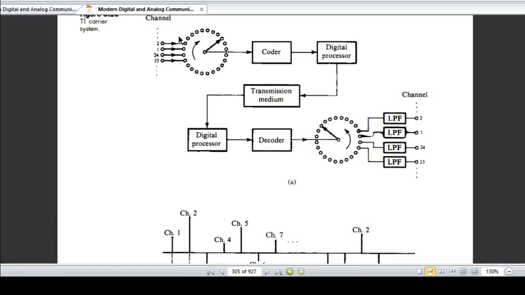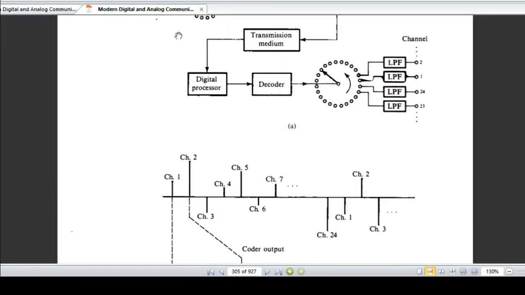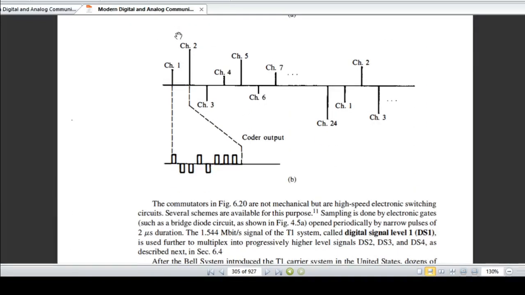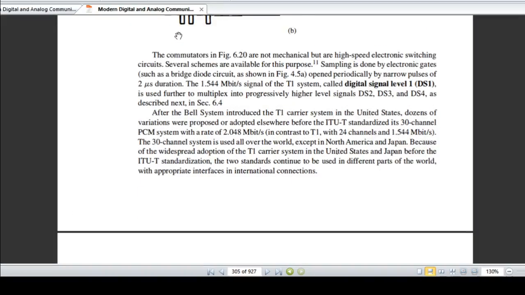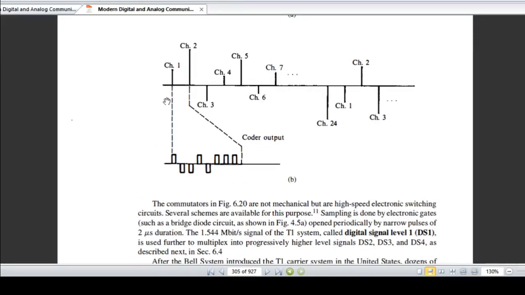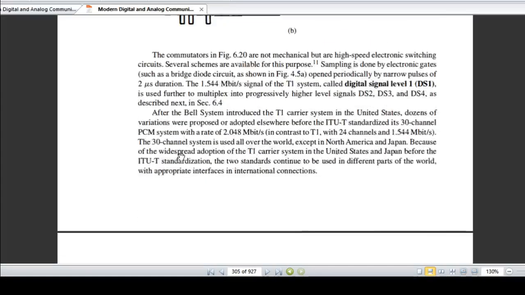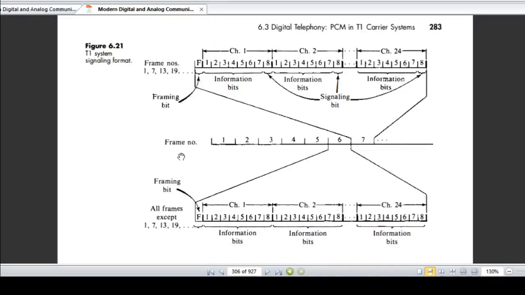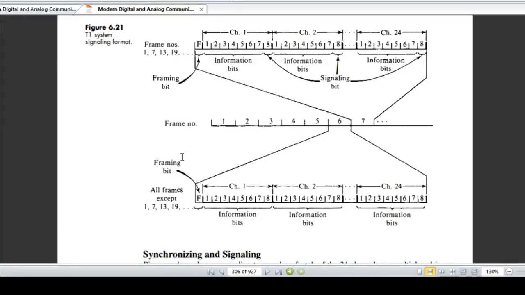So one frame of the T1 carrier, you can see here. Each channel is encoded by 8 bits. Each sample is encoded by 8 bits. This will be the coder output. This is the framing or T1 signaling format. So you can see.